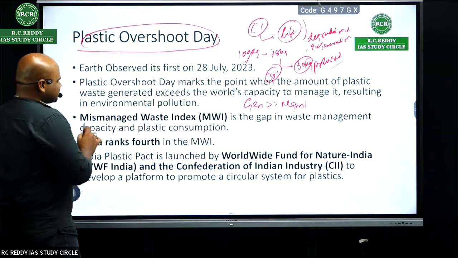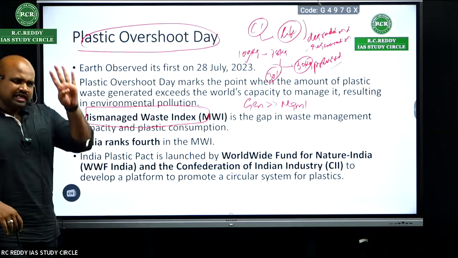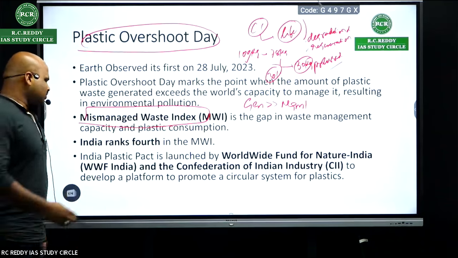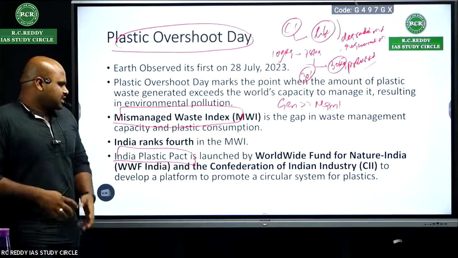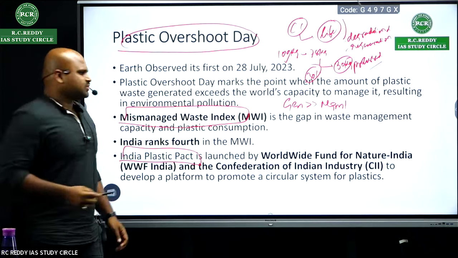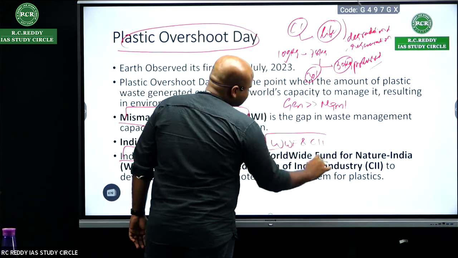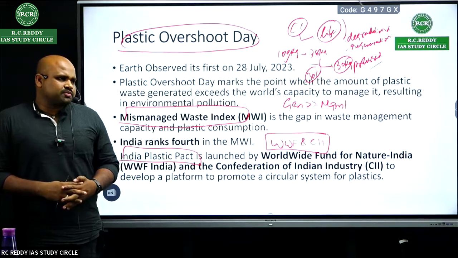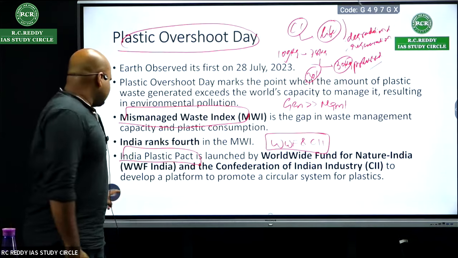And there is one more index called the Mismanaged Waste Index. And what is the ranking of India? India is ranked fourth in the Mismanaged Waste Index. And there is one more pact, the India Plastic Pact. When I talk about this India Plastic Pact, it is with respect to whom, my dear? WWF and CII. It is not with respect to UNEP. Please remember this. It is with respect to the World Wildlife Fund as well as CII, the Confederation of Indian Industries.